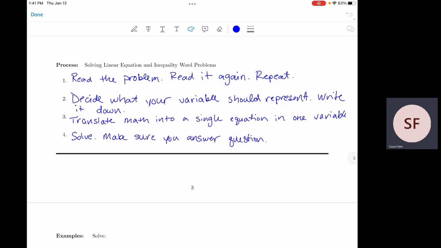And then once you have that one equation, sometimes it might actually be an inequality as well. Whatever that equation or inequality that you came up with, go ahead and solve it. And then after you've solved it, go back and take a look at the question and make sure that you answer the question that was asked. Sometimes the answer that you got from solving will be the answer to the question. And sometimes you might have to do an extra step to make sure that you're answering the question that was asked. Okay, so that's our process. Let's give it a go.